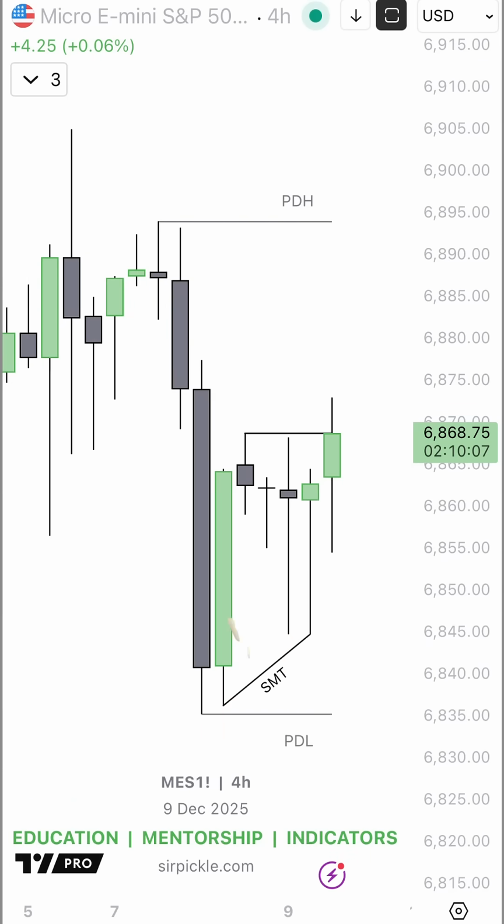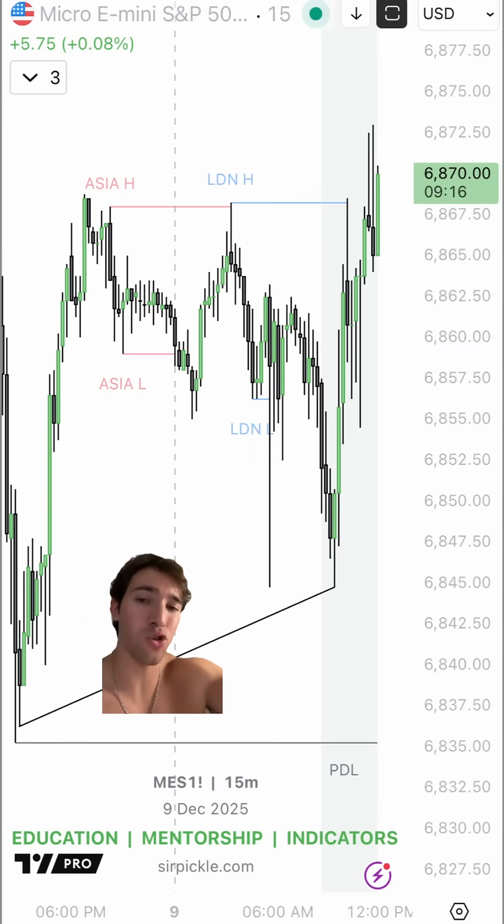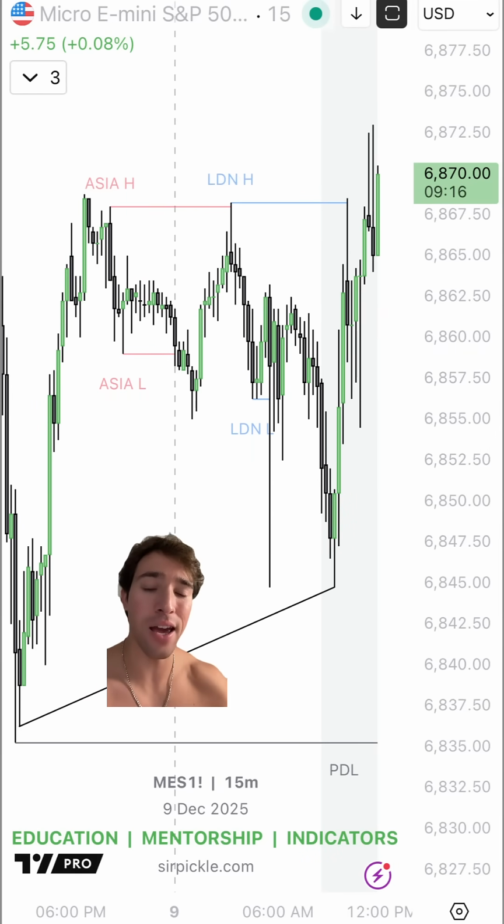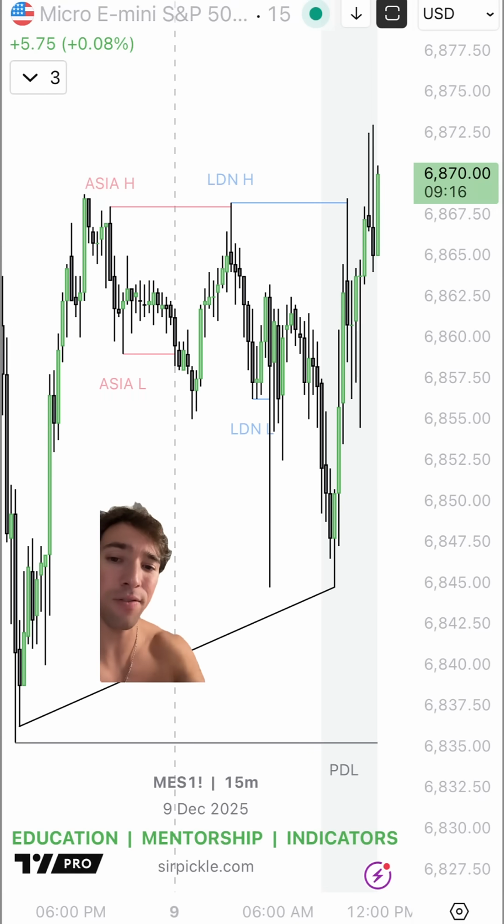Clear SMT on the lows, clearly the stronger asset. And it reached its drawn liquidity over there at London highs much sooner and it had a way better entry on the lower time frame. So if this was the one you took, good job.